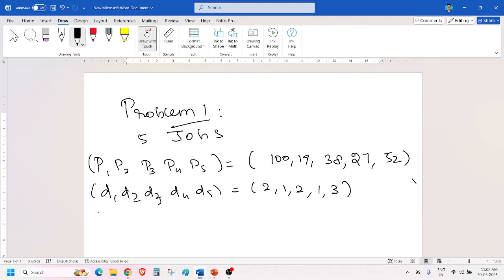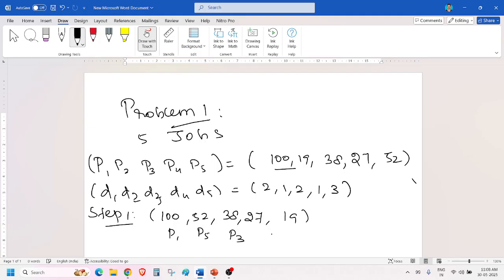So they have given. What is step 1? I have explained to you in the algorithm. Arrange the profits based on the decreasing order or descending order. You can see 5 profits. Now 100 comes first in decreasing order, then 52 will come, then 38, then 27, then 19. So in terms of jobs, it is P1, P5, P3, P4, then P2. This is the way which I have followed for the first.